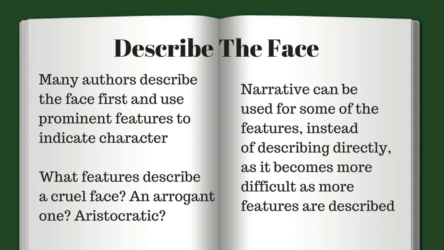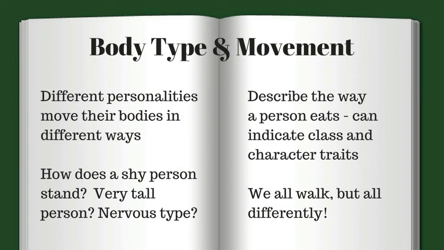Narrative can be used for some of the features instead of describing them directly, as it becomes more difficult as more features are described. Different people have different body types, and body types and the way that they move tend to be attached to certain kinds of personalities. Different people move their bodies in different ways. How does a shy person stand? A shy person doesn't want to stand out. He'll tend to stand behind things or in the shadow of something, or try and make himself appear a little small.